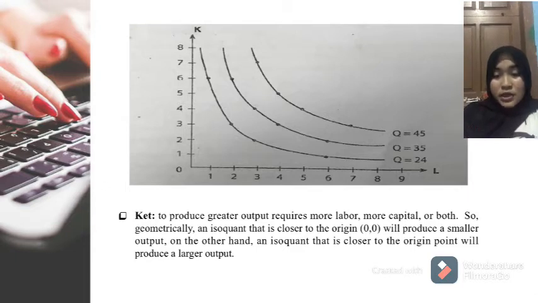To produce more output often requires more labor and capital, so geometrically, an isoquant that is closer to the origin (0,0) will produce a smaller output. On the other hand, an isoquant that is farther from the origin point will produce a larger output.